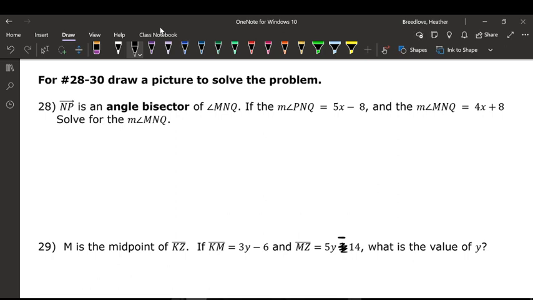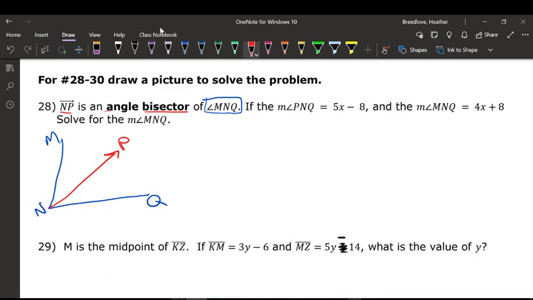Ray NP is an angle bisector of angle MNQ. So the first thing we need is angle MNQ. It's not a triangle, it's just an angle. So just like drawing any angle, right? There's mine. And label it MNQ, where N is the vertex of the angle. It says that NP is an angle bisector, so it's cutting it exactly in half. From N, going straight out the middle, that's NP, and it cuts this into 2 equal pieces. It's been bisected.